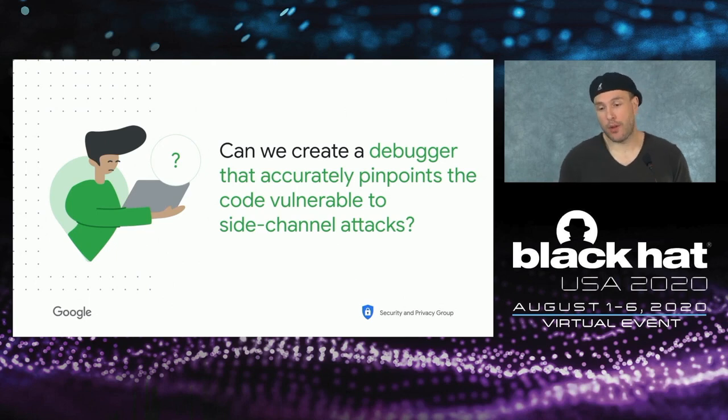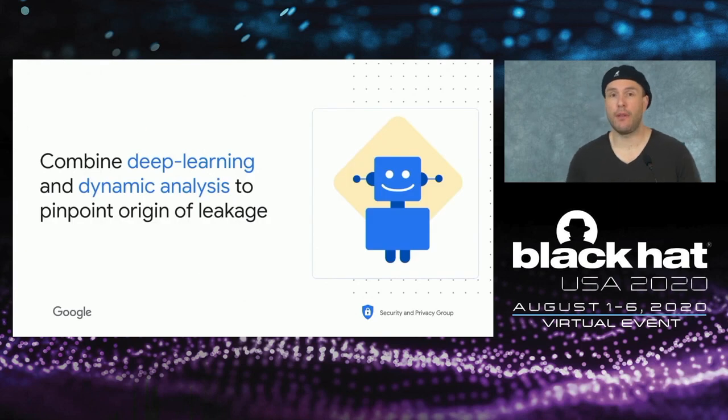This is why we ask the question: is there a way to create a debugger that will help us pinpoint accurately and quickly the part of the code which is interacting with the hardware in a way that makes it vulnerable to side channel attacks? And the answer is yes. We believe that by combining deep learning and dynamic analysis, we'll be able to quickly and efficiently find the origin of the leakage. The leakage being where the implementation is giving information that can be used to extract the key.